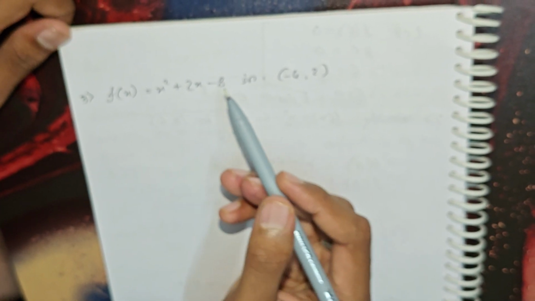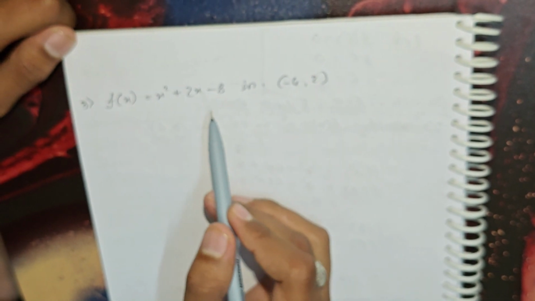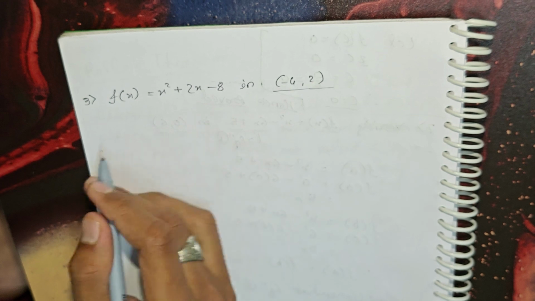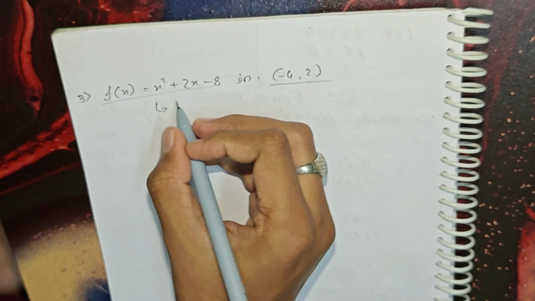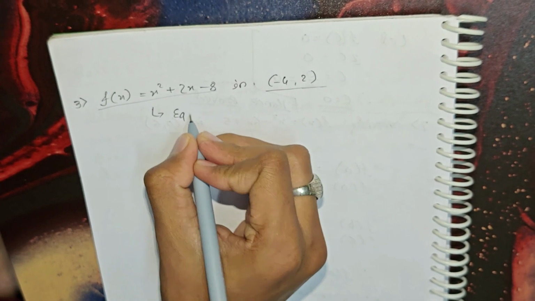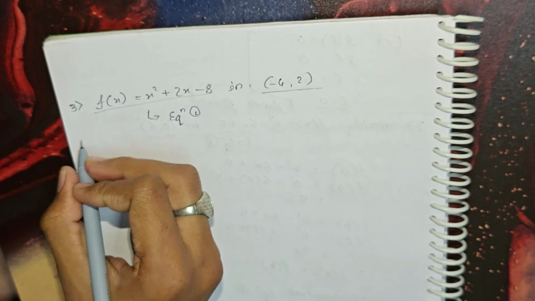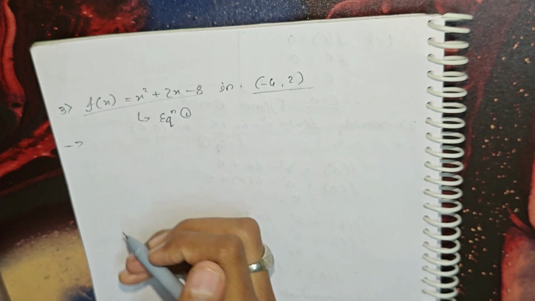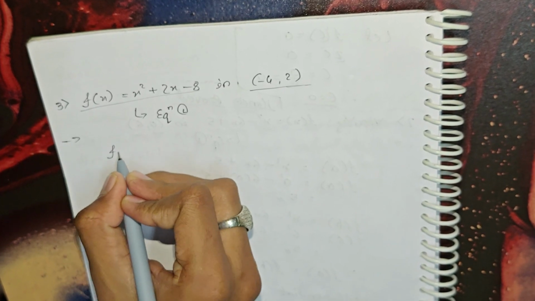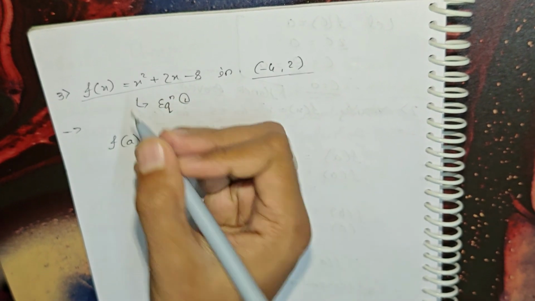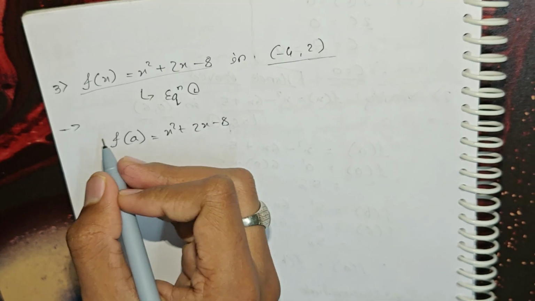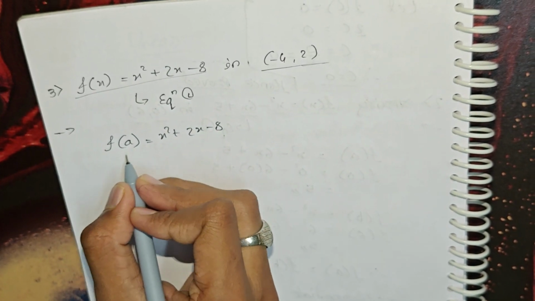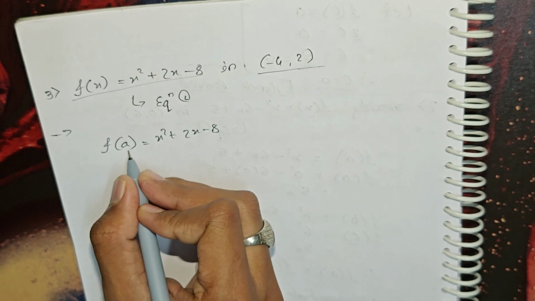So another problem: f of x is equal to x square plus 2x minus 8. The values we have are minus 4 and 2. Those are the real numbers, and this is our equation. Let the function be equation 1 and dive into this question. First we solve f of a. So what is our function? X square plus 2x minus 8. We just replace x with a. That is first f of a.